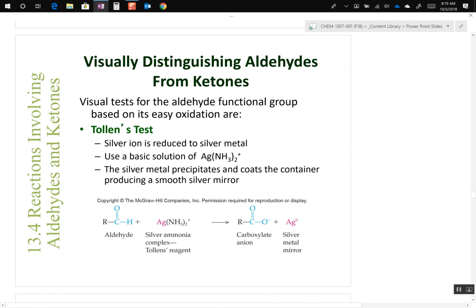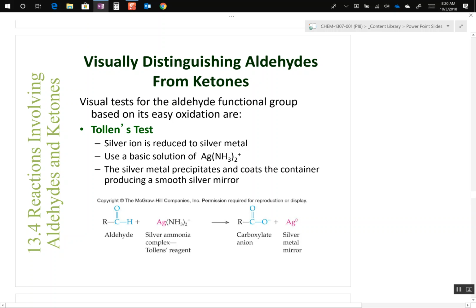There are tests to identify if something is an aldehyde or a ketone. So if you have a compound, and you know it has a carbonyl carbon on it, but you don't know if it's a terminal carbon or an embedded carbonyl carbon, you can do a test, the Tollens test.